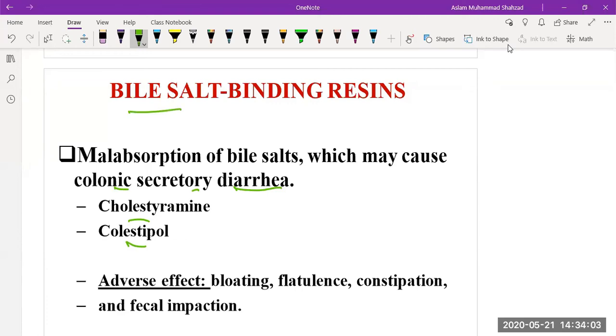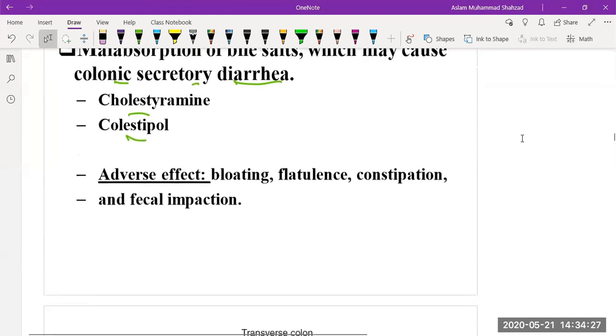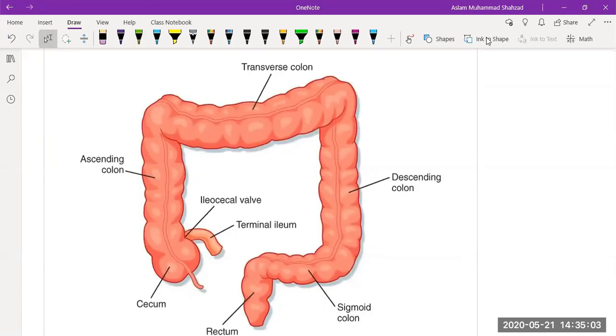We already mentioned that the malabsorption or excess production of bile salt is responsible for colonic secretory diarrhea. So these drugs bind the bile salt and are helpful in the treatment of diarrhea caused by these secretions. The adverse effects that have been reported are bloating, flatulence, constipation, and fecal impaction. So what is the mechanism in this?